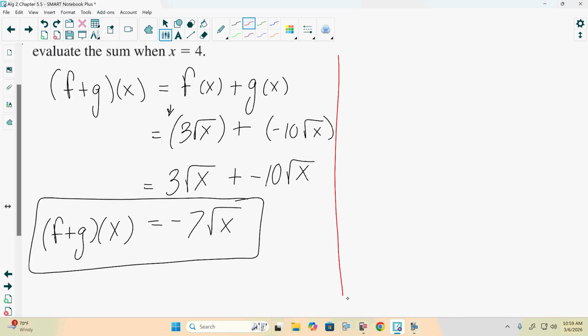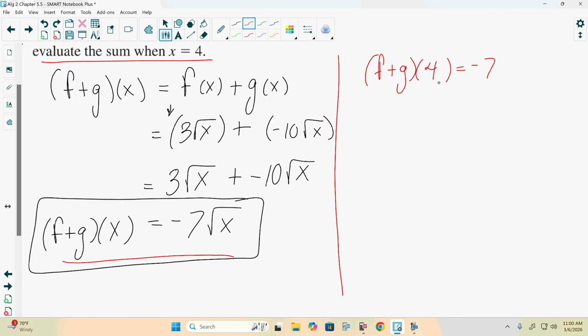We did say one more thing. Evaluate when the sum is 4. So there's 2 ways we can go about this. One is I plug 4 into f of x and see what its value is. Then I plug 4 into g of x and see what its value is, and then add those 2 together. But we also found out what f plus g of x is, yes? So what we can do is take that f plus g of x, and I'm going to replace x with 4.